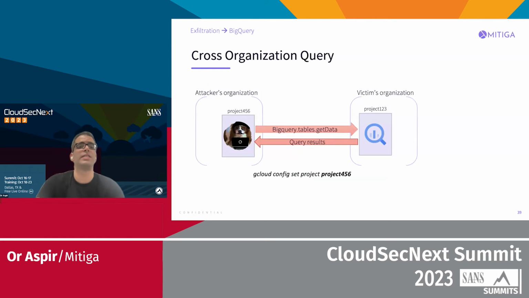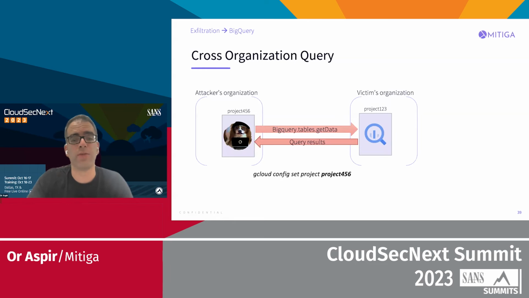However, how can an attacker still abuse it? The attacker can run from a different project context. If you don't know, you can do something called gcloud config set project and change the project from which you are running, but still run on resources in a different project. So the attacker can run from a different organization, for example, just by changing the set project, and still have permission to call the BigQuery tables get data API and query the result.